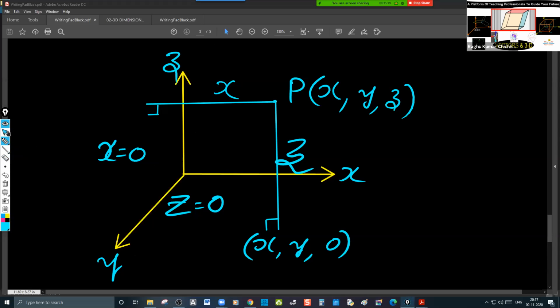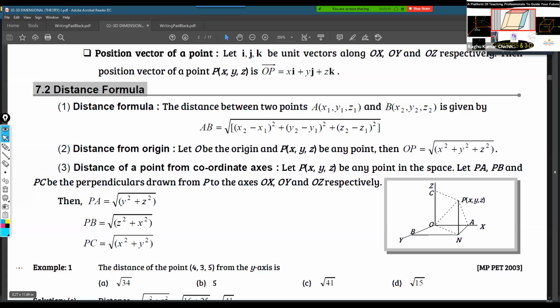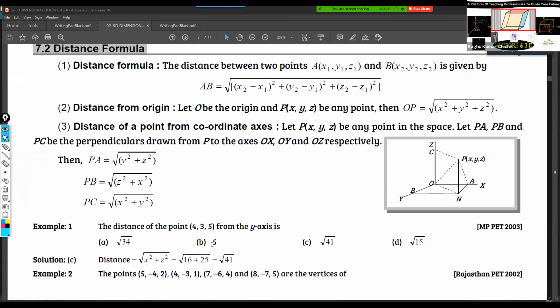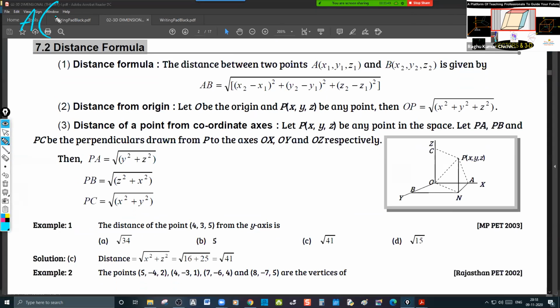You must have a good imagination in solving problems of vectors and 3D, which is very, very important. Now, let us continue with the theory given there. The distance of the point from the y-axis we have already seen: it is root over x square plus z square. That is done. Next, if you see this question, let me write it, and you can also do that in parallel with me. Come on, try it.